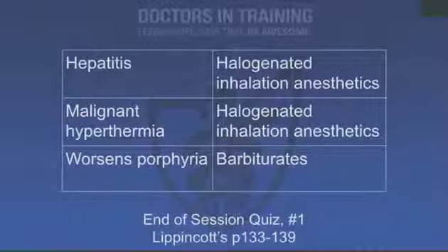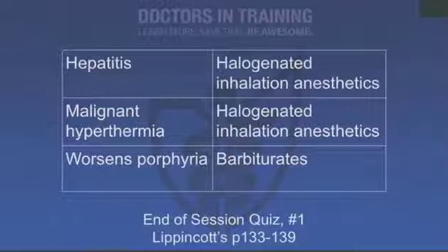All right, we're back, and it's time for our end of session quiz. Let's go over these answers. Which drug class of anesthetics or individual drug is associated with the following side effect? So the first one, hepatitis. So this is one of our H's, remember. So think of the halogenated inhaled anesthetics like halothane. Our next H, malignant hyperthermia. So same thing. Remember halogenated inhaled anesthetics like halothane.